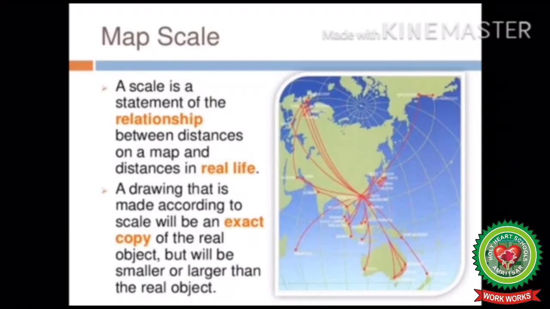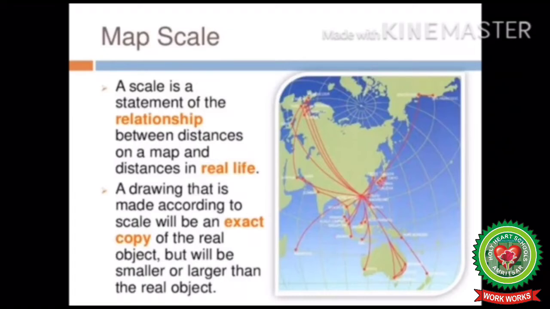What is scale? Scale is an instrument used to measure the distance between 2 points. In geography, scale is a statement of the relationship between distances on the map and the distance in the real life. For example, the distance between your home and your school is 5 km. Students, can you show this 5 km on the map? No, because no map is so much big. For showing this big distance on a small map, we need a scale.